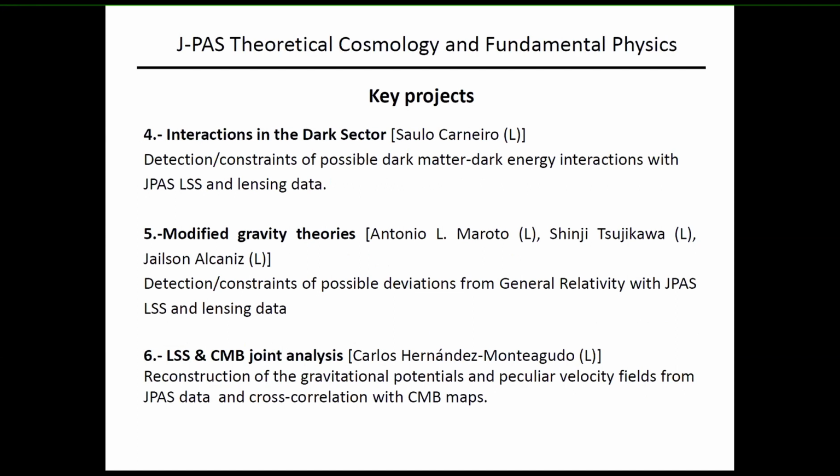And then we have the fifth project led by Jailson Alcaniz, Shinji Tsujikawa, and myself on the modifications of gravity, and also on dark energy, alternative dark energy models. Here again, the aim is just to use J-PAS data to detect or constrain possible deviations from general relativity on cosmological scales. The sixth project is led by Carlos Hernández-Monteagudo, and on the possibility of using or combining J-PAS data on large-scale structures with CMB in order to reconstruct the gravitational potentials and peculiar velocity fields from this cross-correlation between the two maps.